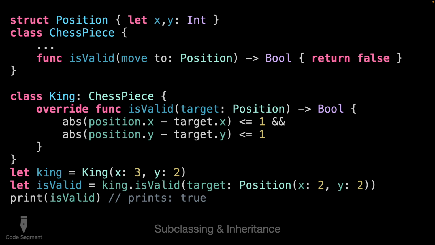which means anywhere we want to use a chess piece in our code, if we, say, wanted to pass a chess piece to a function, and the function parameter's type is chess piece, we could pass a king to it and it would work, okay, all right?